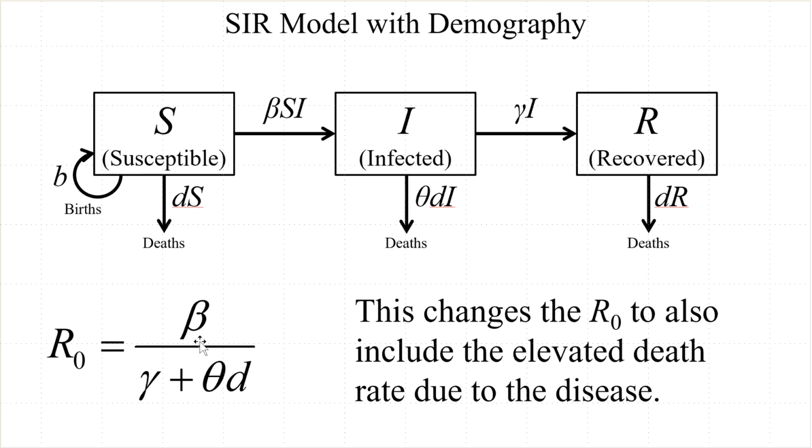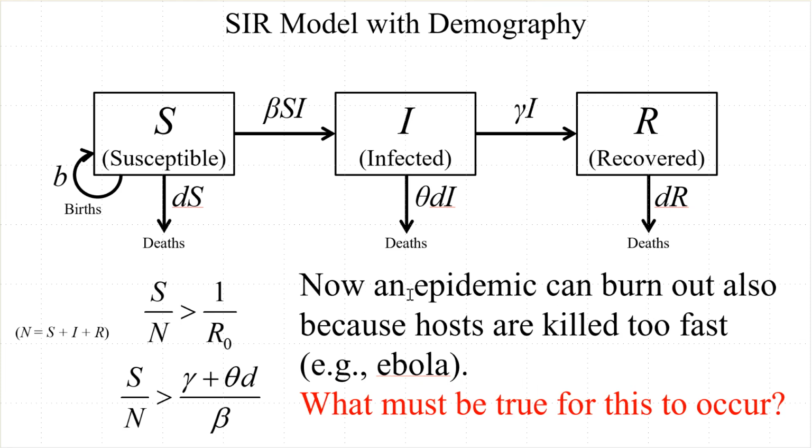So now R naught is a function of both transmission, recovery, but also death due to being infected. So the death rate of an individual due to the infection enters into R naught. So let's think about this a little bit. What does this mean? So now epidemics can burn out for two reasons. One of them can be that gamma is greater than beta, the same reason we had before.